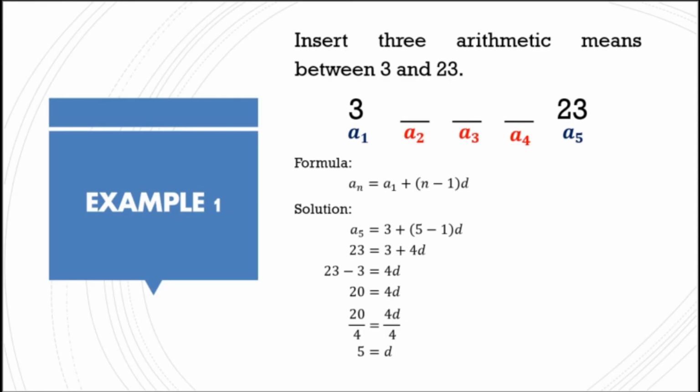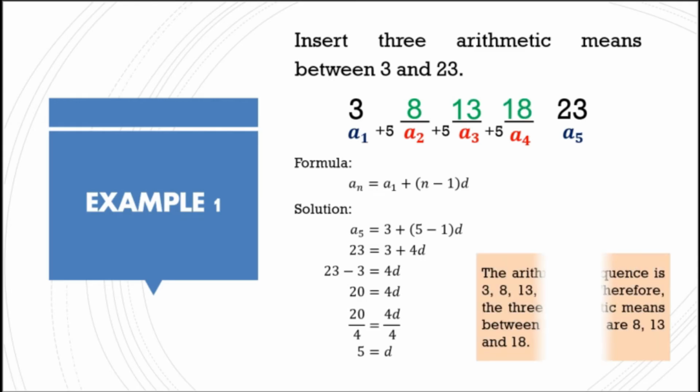After identifying the common difference, we now add them to the preceding terms. The preceding term is 3, which is the first term. So we have 3 plus 5 equals 8. 8 then is the a sub 2 or the second term. For us to get the third term, we add 5 to 8. So we have 8 plus 5, which is equal to 13, which is the a sub 3. And we then add 5 to 13. 13 plus 5 is equal to 18. And that is the value of a sub 4.